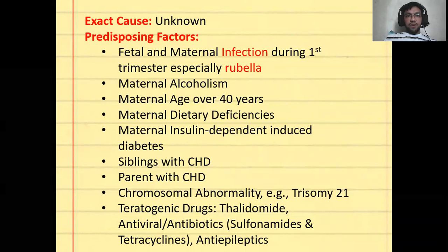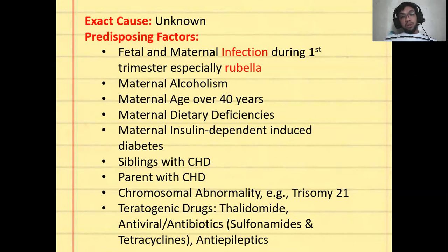Next, we have maternal insulin dependent diabetes. It's one of the predisposing factors of CHDs, or a sibling who has a CHD. That's also a predisposing factor, or also a parent with CHD. It can be genetic, or chromosomal abnormalities such as having trisomy 21 or Down syndrome. Usually, patients who have Down syndrome also have a coexisting CHD.